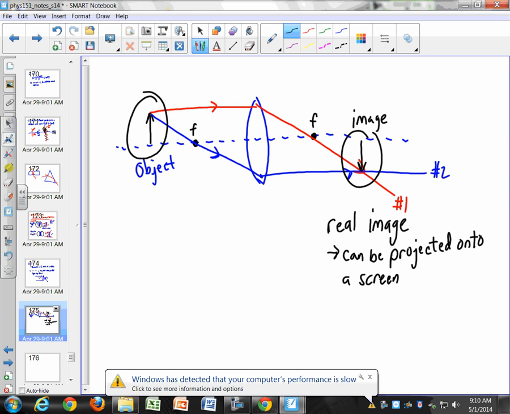So for example, this image that's up here is created by the lens and the projector. This is a real image. There's another type of image called a virtual image that we also encounter a lot. A virtual image, while you can see it, it cannot be projected onto a screen. All right, so it can be seen, but not projected onto a screen.